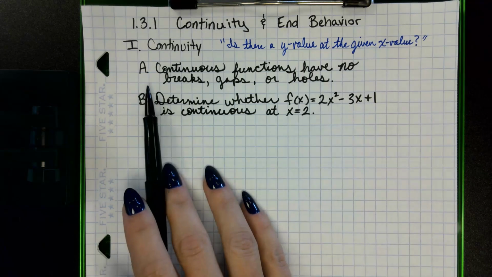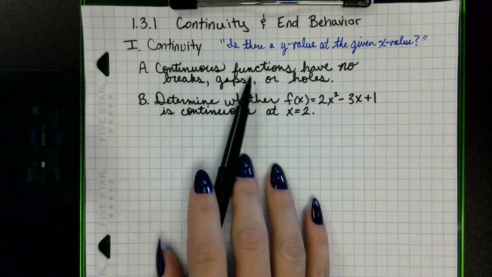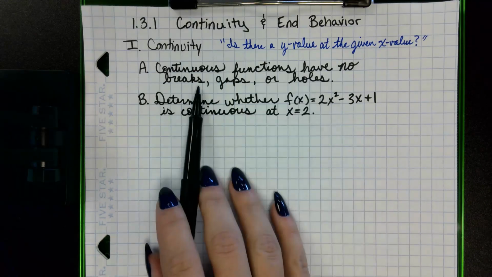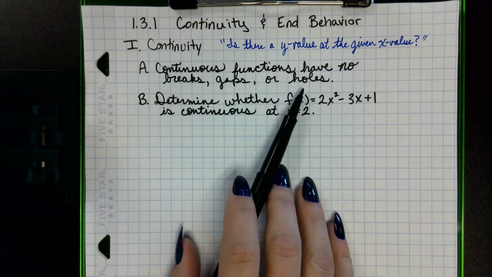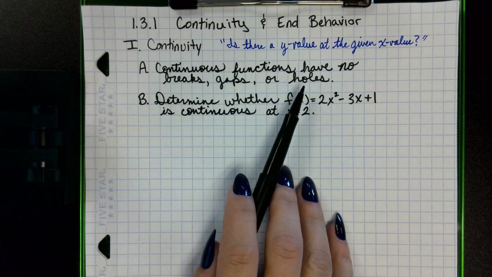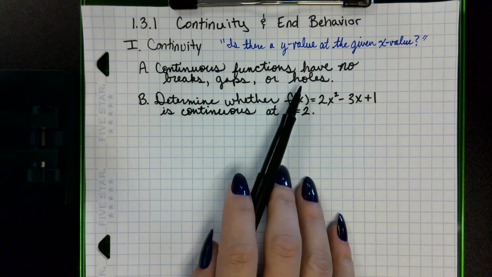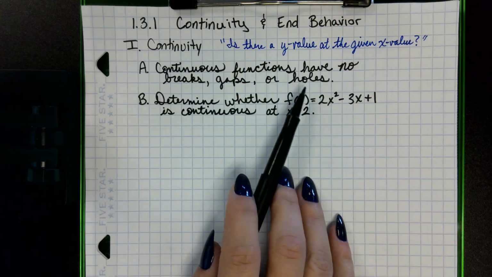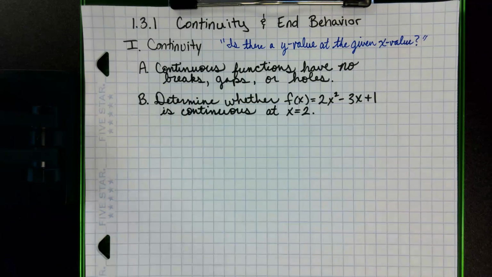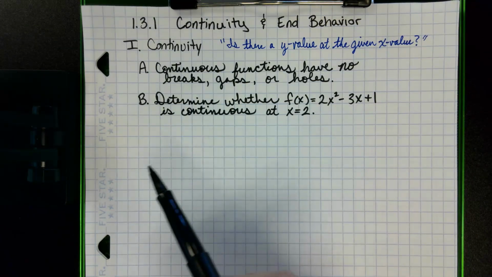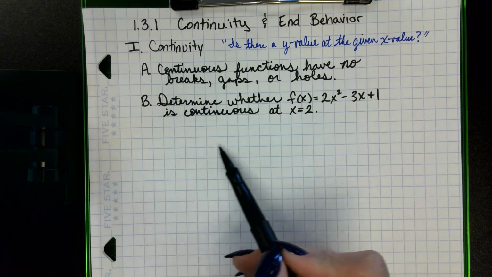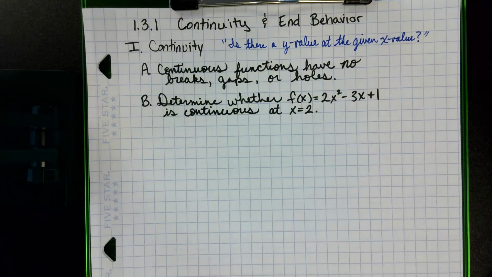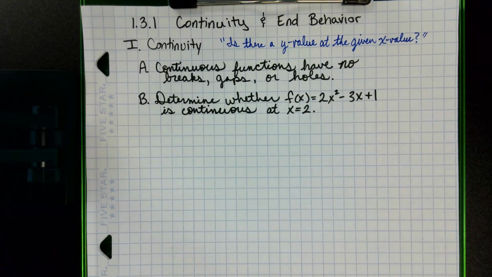So first, we're going to define a continuous function. Continuous functions have no breaks, gaps, or holes. So the graph continues on from start to finish with no breaks, gaps, holes, anything like that. If you were to trace the graph of the function, you would put your pencil down and you would not have to pick it up at all, and you could graph the whole thing without picking your pencil up because there's no breaks. It's continuous all the way through.